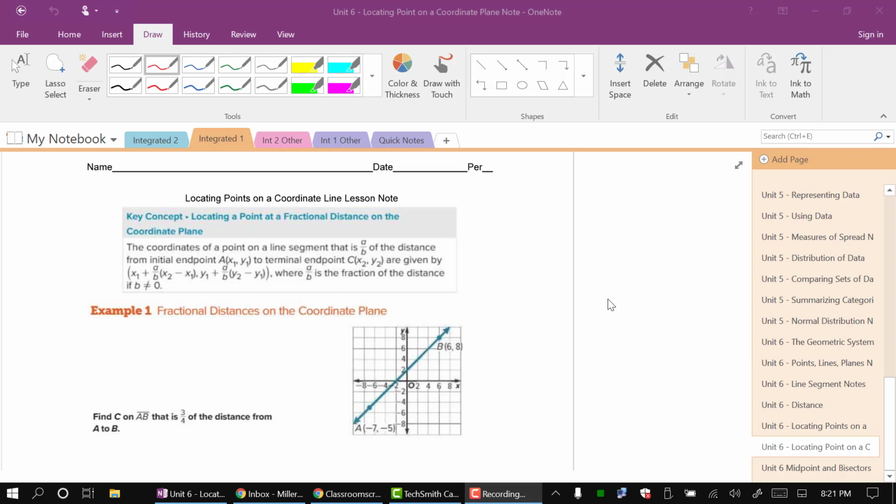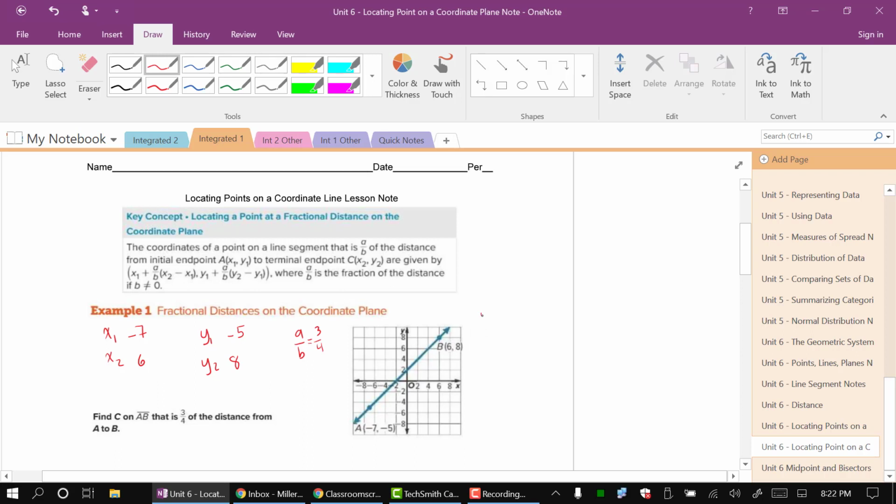So let's go ahead and take a look at our first example. So here we have our x1 in this example. We have our x2, we have now our y1, our y2, and we still have our a over b. So in this case, our a over b is 3/4. So our x1 is -7, our x2 is 6, our y1 is -5, and our y2 is 8. So let's go ahead and write out the formula.